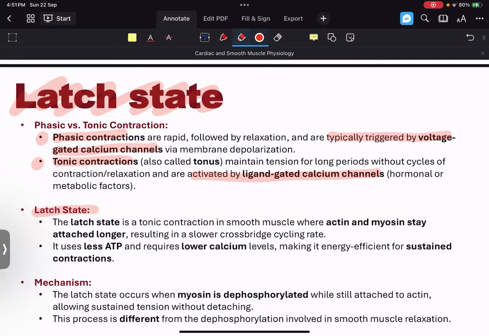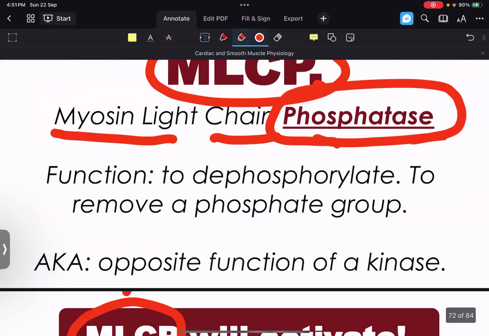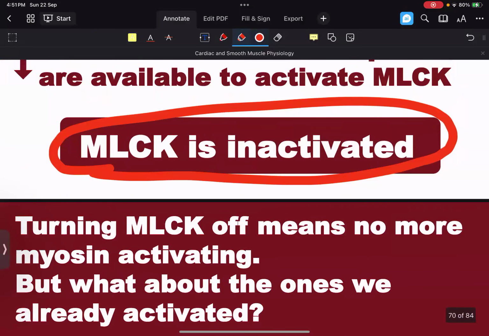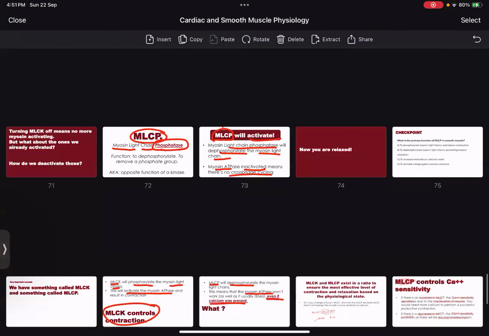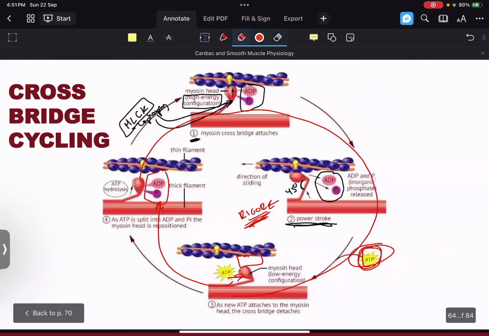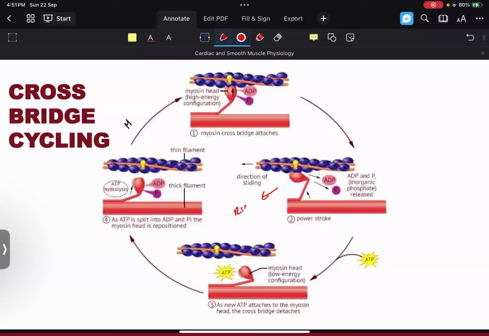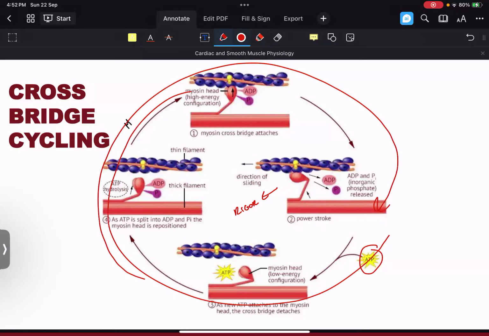Now, what is this latch state that we were talking about? Very briefly, sometimes you do not have a lot of ATP in your system. And we said that the ATP is needed to allow for cross-bridge cycling to occur. Because if you stay stuck in the rigor state, you're just going to stay contracted and you're not going to do anything. But what happens in cross-bridge cycling is that you need ATP so that this cycle can go over and over again and continue the movement.